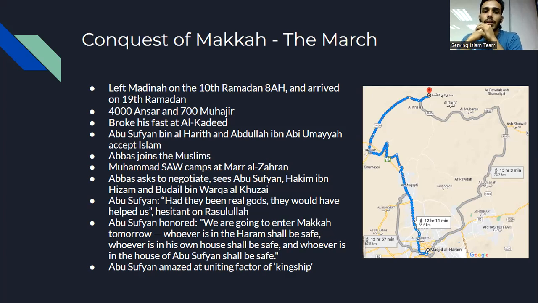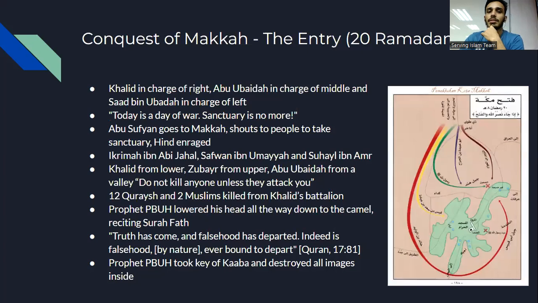So now Abu Sufyan is amazed, and he goes to Abbas and says, I'm amazed by the kingship of your nephew. Because he thinks that he's a king, but then Abbas says that this is not kingship, this is prophethood. Then Abu Sufyan agrees, prophethood. And then afterwards, now this is the 19th of Ramadan, and Muhammad Sallallahu Alaihi Wasallam has divided the army into three. Khalid bin Walid is in charge of the right flank, and in the middle, in which Muhammad Sallallahu Alaihi Wasallam is also in the middle, the person who is in charge is Abu Ubaidah bin Jarrah.